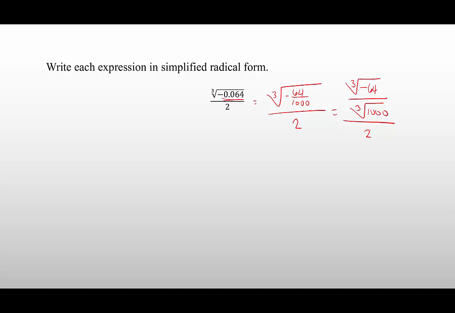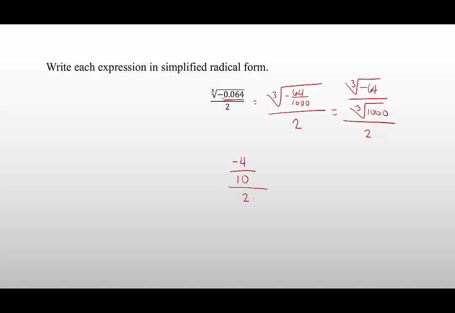The reason it would be wrong to include it with both is because then that number would be positive, because a negative divided by negative is a positive. Okay, the cubed root of negative 64. Is negative 64 a perfect cube? It is, it's negative 4. So we would write this as negative 4 over, and then how about 1,000? Is 1,000 a perfect cube? It is, and its cubed root is 10. So we would have negative 4 over 10 divided by 2.